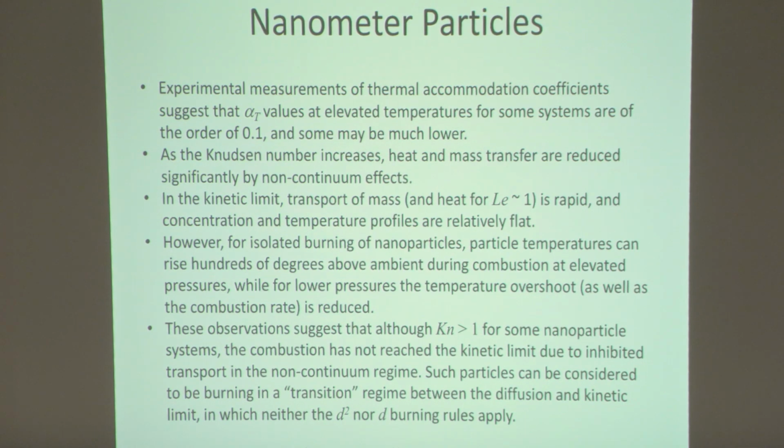However, for isolated burning of nanoparticles, particle temperatures can rise hundreds of degrees above ambient during combustion at elevated pressures, while for lower pressures, the temperature overshoot as well as the combustion rate can be reduced. These observations suggest that although the Newton number is greater than 1 for some nanoparticle systems, the combustion has not reached the kinetic limit due to the inhibited transport and the non-continuum regime. Such particles can be considered to be burning in some transition regime between the diffusion and kinetic limit, in which neither the d squared nor the d to the 1 burning rules apply.